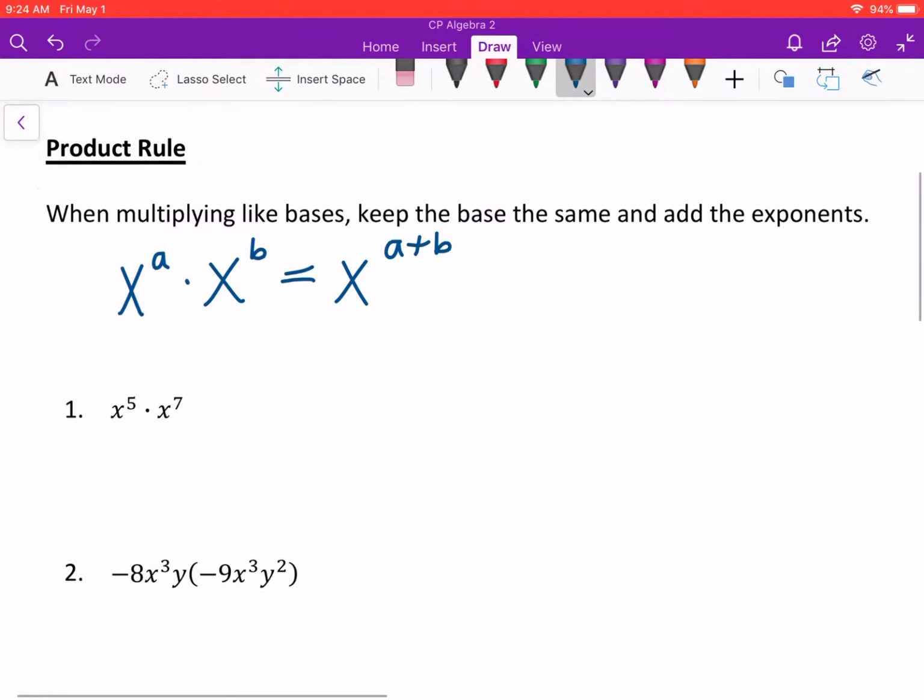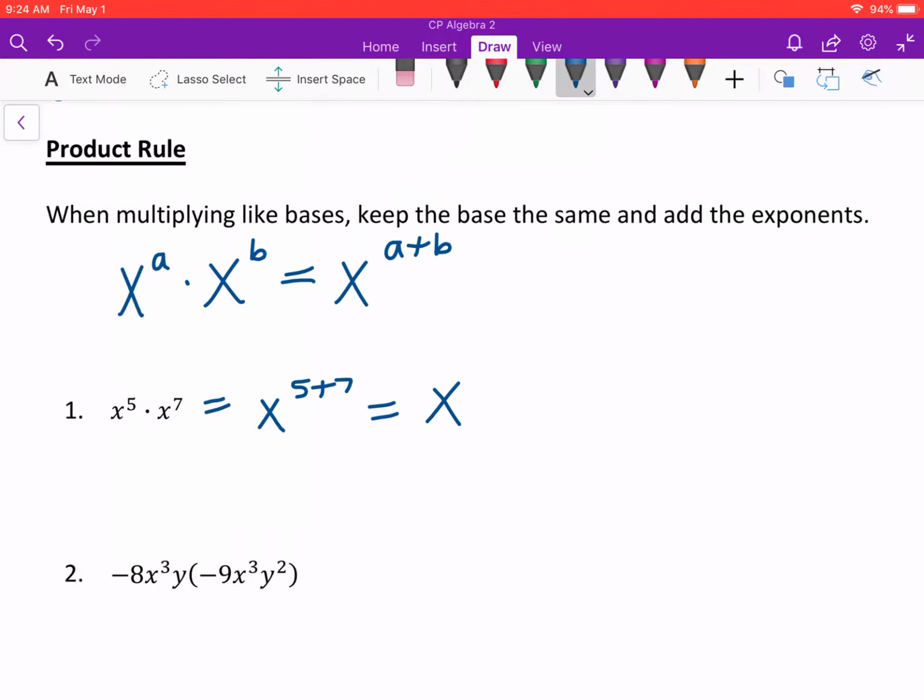So we would use that in something like number 1. If we have x to the 5th times x to the power of 7, that's going to equal x to the power of 5 plus 7, and that equals x to the power of 12. And that would be your answer.